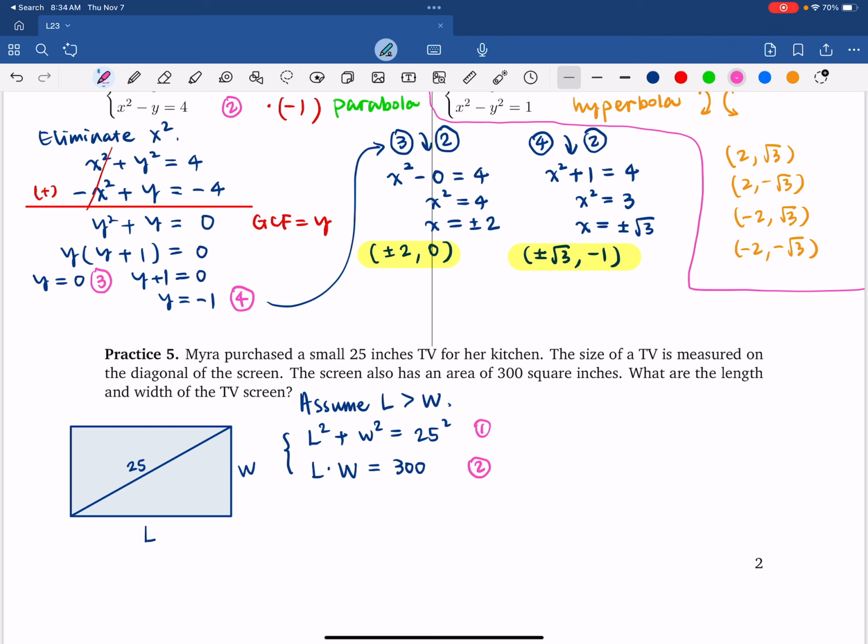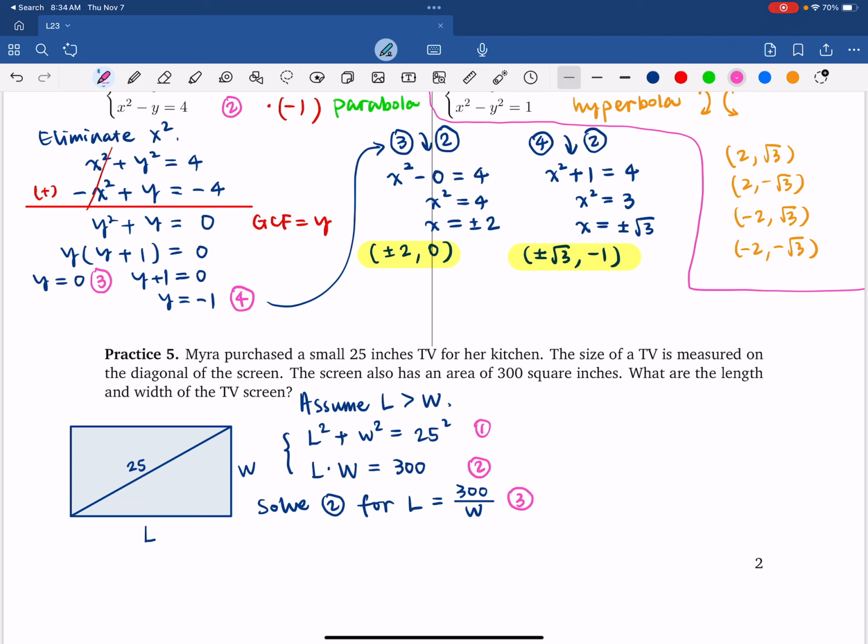So I'm going to use the substitution method. Elimination is not that good here. Substitution is definitely the way to go. I'm going to choose equation 2 and solve it for one of the variables. Let's solve for L. I'm going to divide both sides by W. So L is 300 over W. And I'm going to name this equation 3.